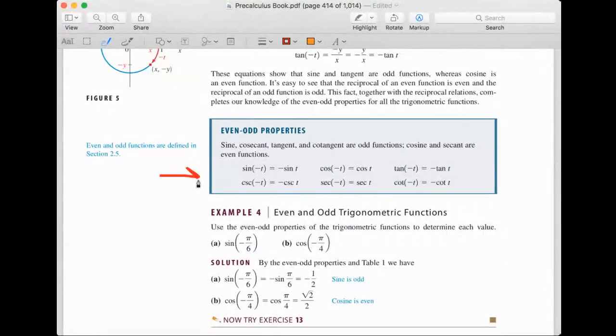This is also important, even and odd functions. So sine of negative t equals negative sine t. So sine is an odd function. And cosecant, the inverse, of course, is an odd function. Tangent of negative t equals negative tangent t, an odd function. Cosine and its inverse, secant, are even functions. Remember odd function, even function?